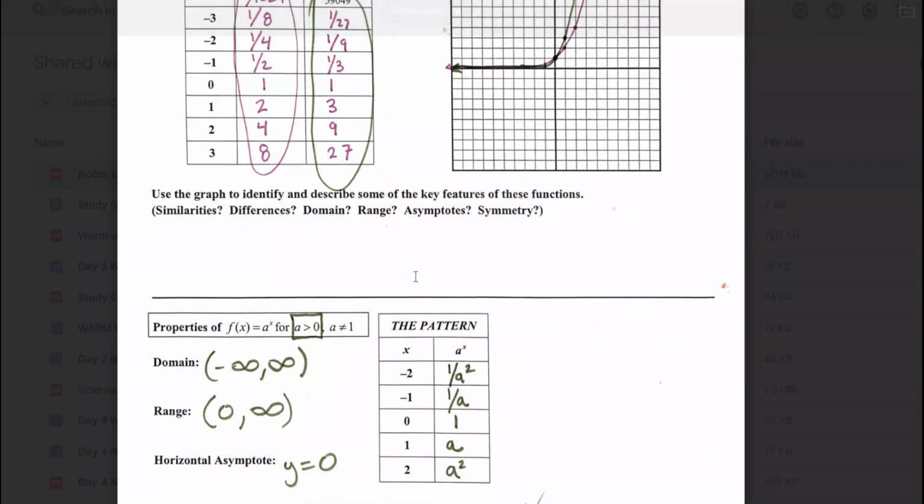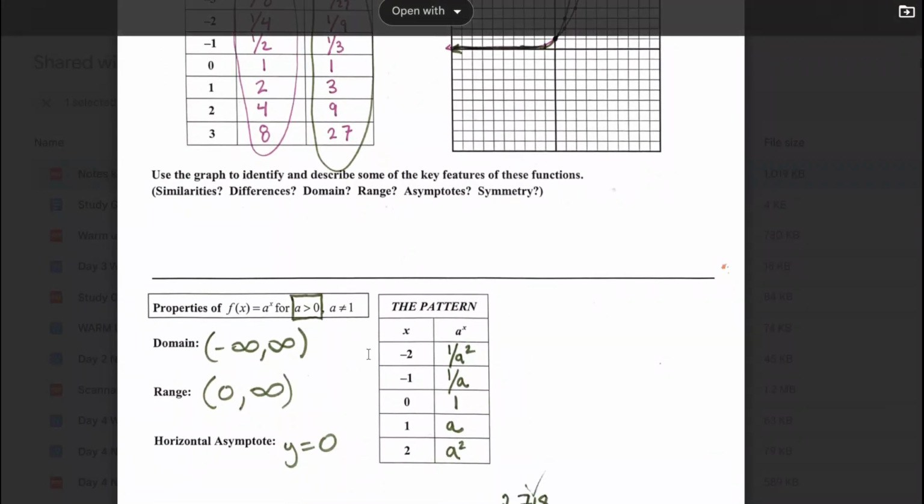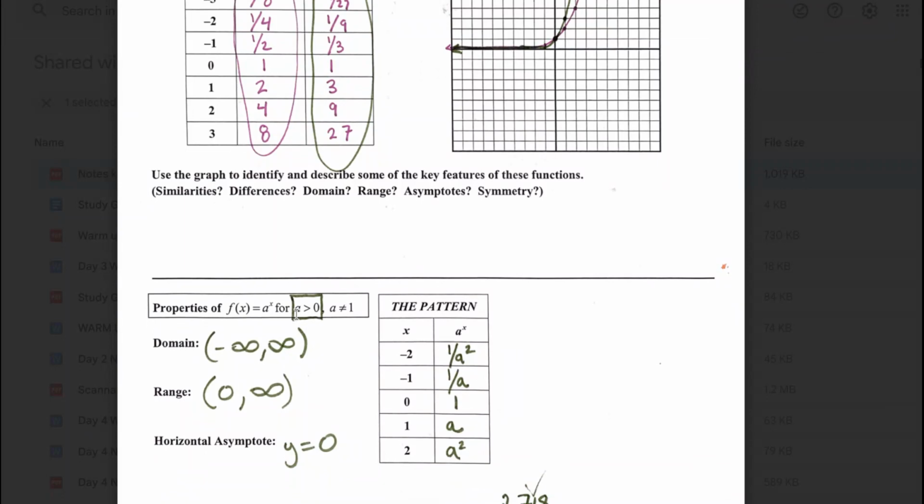Okay, so when we look down here at a key point, we have that a is greater than 0. The base has to be greater than 0. If you think about that a little bit, 0 to any power, we wouldn't have an exponential function. So it has to be greater than 0. We'll talk about that more.